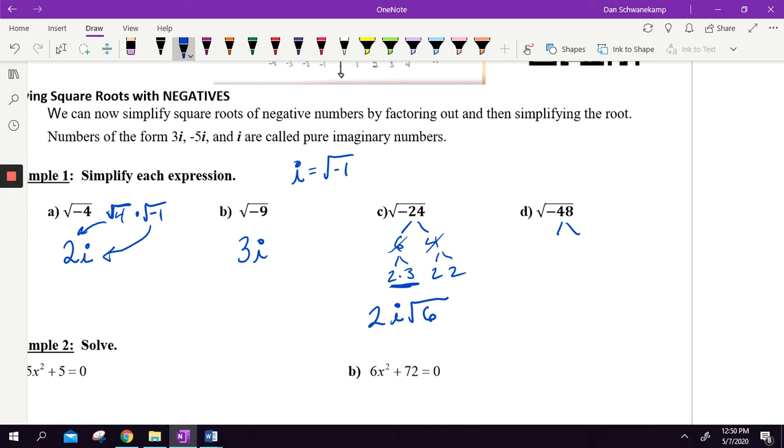-48, again, doesn't break down into a whole number. It's not a perfect root. So we are going to break 48 into 8 and 6. Break down 8 into 4 and 2.